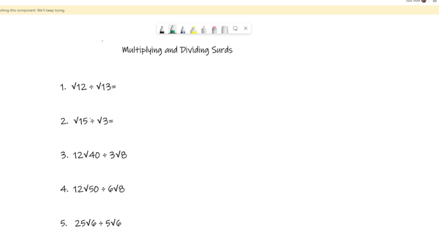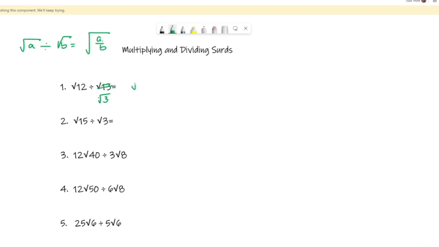So let's do some division now. As you have seen in the rules before, root A dividing root B will be root A over B. So here it's 12 divided by 13 will be, I think it's not 12, it's 3.